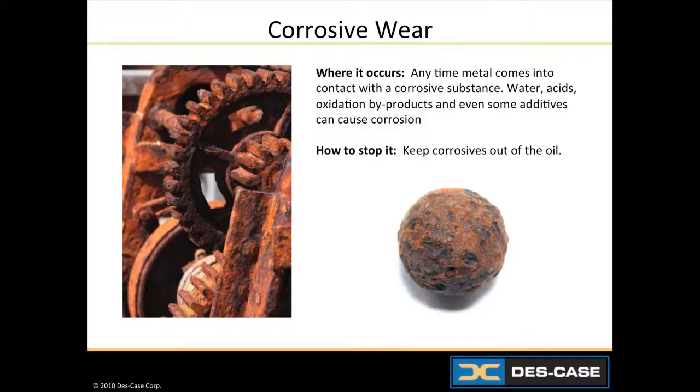Corrosive wear. Really, this is when the material surface comes in contact with a corrosive environment. Could be acids, byproducts. Could be water. Could be air. Those are all contaminants. It's not just the solid particles that are the contaminants. It's really anything that's in the lubricant that shouldn't be there, and that includes air and it includes water.